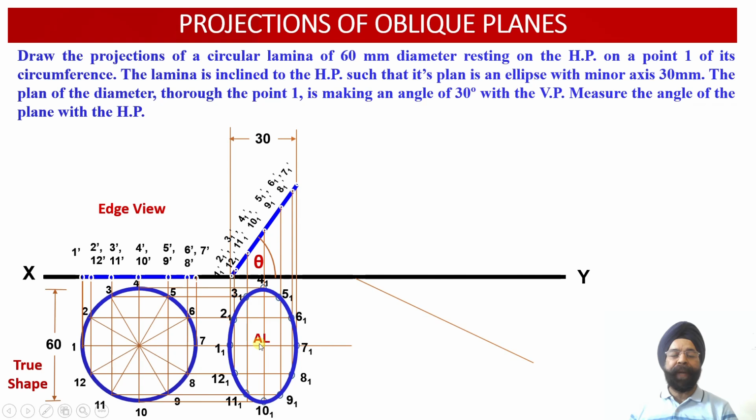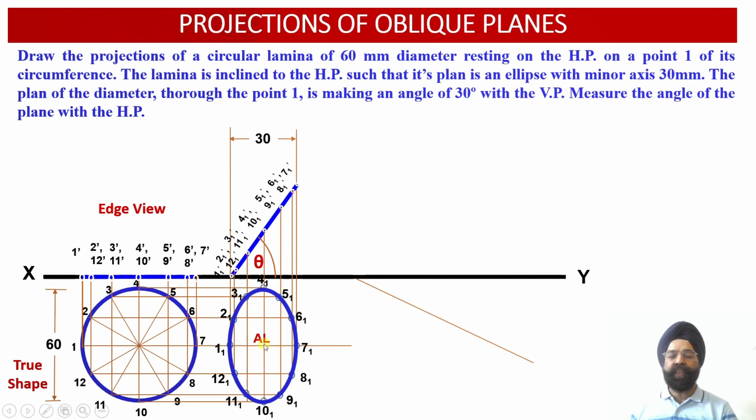Now this is the apparent length which has been provided to us as the minor axis of the ellipse, that is equal to 30 millimeter. Now in the second phase, we have been provided with the information that the plan of the diameter, so this is the plan of the diameter 11 7 1.